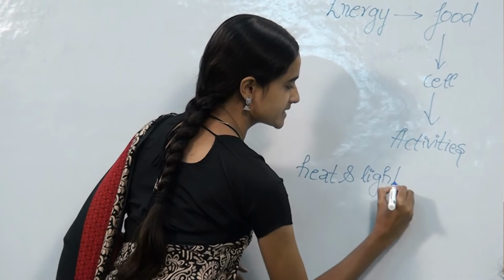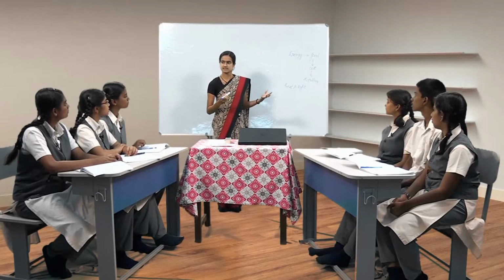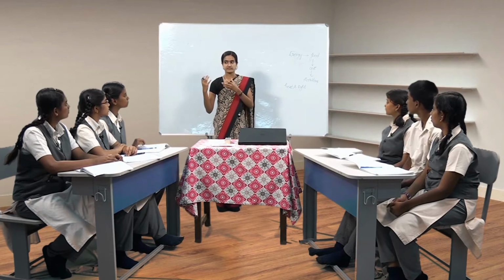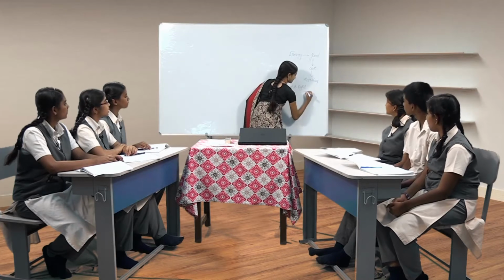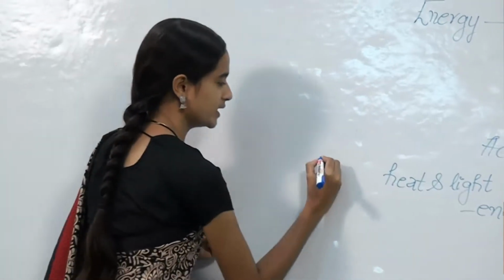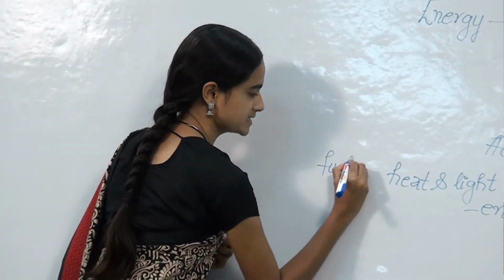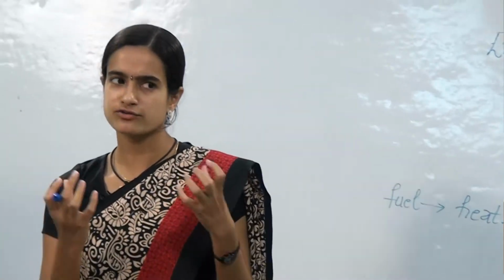What are these heat and light? What is heat and what is light? Is it a form of mass? Is it a form of energy? Ma'am, it is energy. Very good. So it is a form of energy. Just like a fuel which is giving us heat and light is burning to give energy, something should be there in our food item which can give us this energy by undergoing some process. So there is a fuel in the food which will give us the energy.